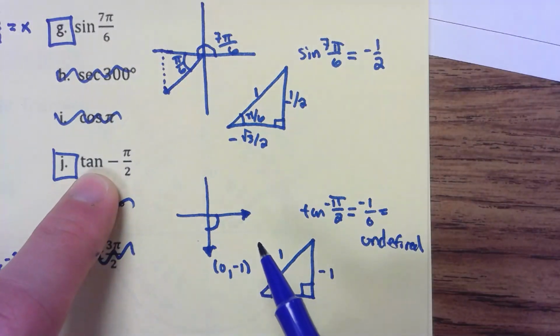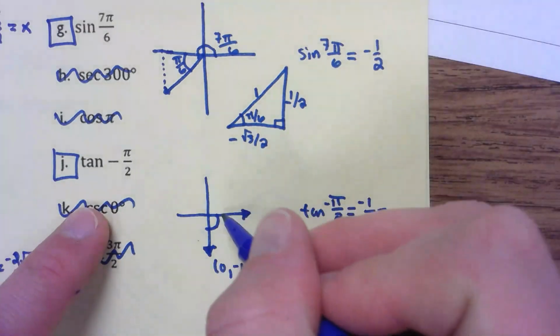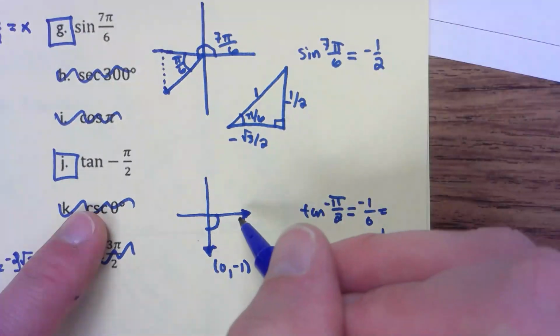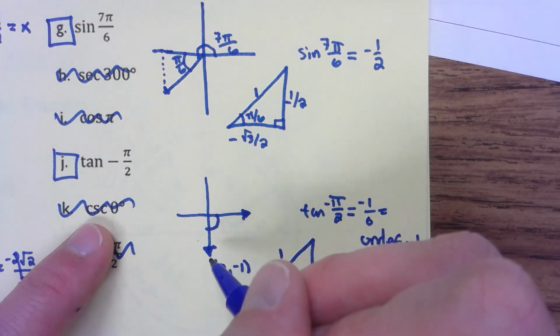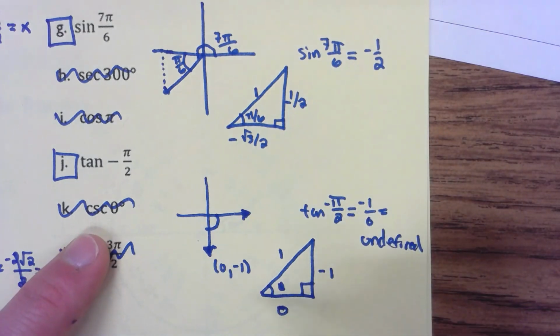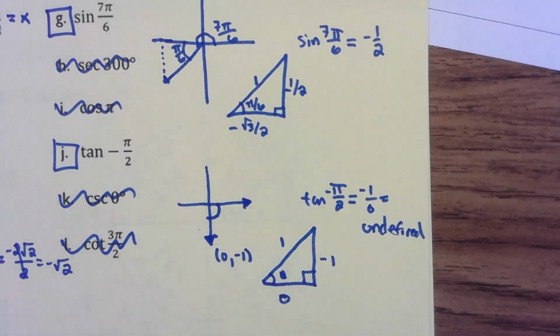So tangent of negative pi over 2. Well, I know that pi over 2 is a quarter rotation. When it's positive, it brings me up to positive y. But with it being negative, now I'm going to rotate clockwise, bringing my rotation down to the negative y-axis, where those coordinates are 0, negative 1. Now, I can still draw my impossible triangle there. That's very impossible because one side length is 0.